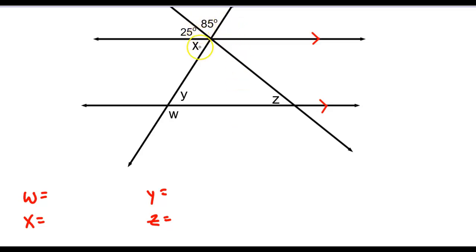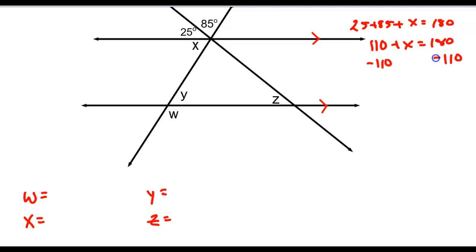I just start filling out, trying to figure out what information I can come up with. Well, notice that X, 25, and 85 form this straight line right here. Since 85, 25, and X form a straight line, that means they have to add up to 180. That means that 25 plus 85 plus x has to equal 180 because they form a 180-degree angle. So 25 and 85 would be 110 plus x equals 180. When I subtract 110 to solve for x, I would get x equals 70 degrees. So I can fill that in down here. And I'll fill that in right there.